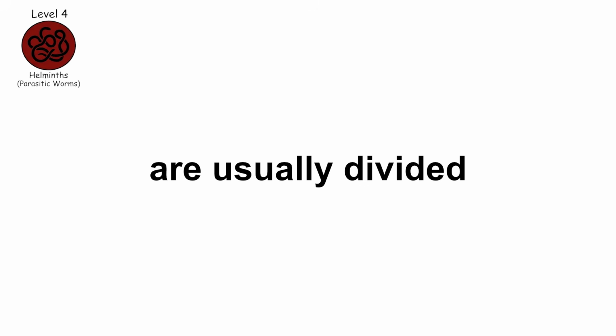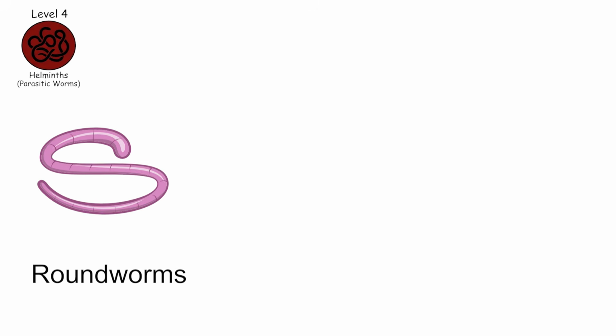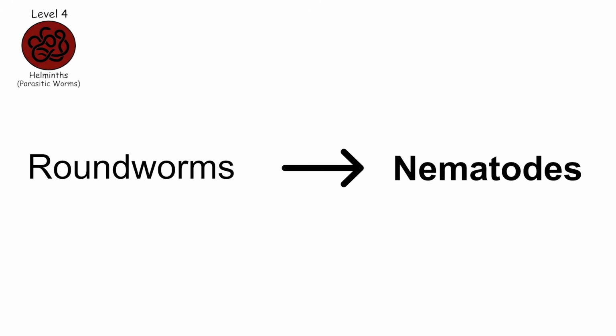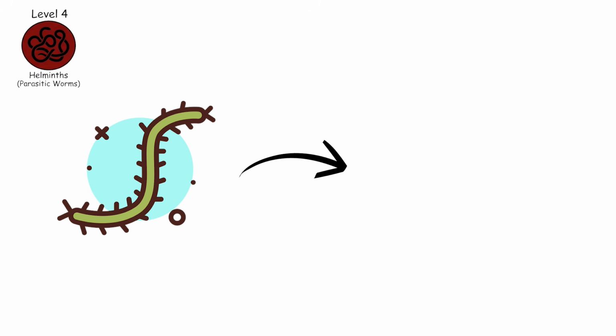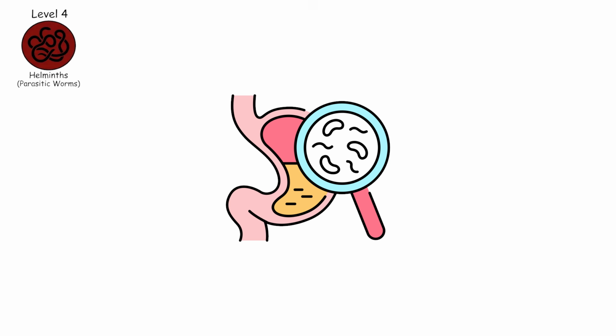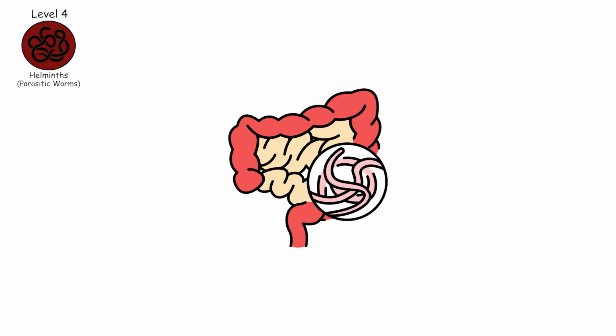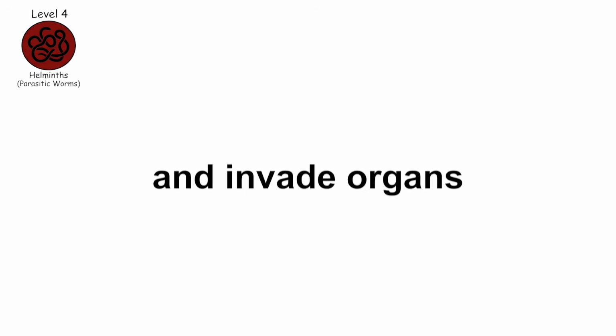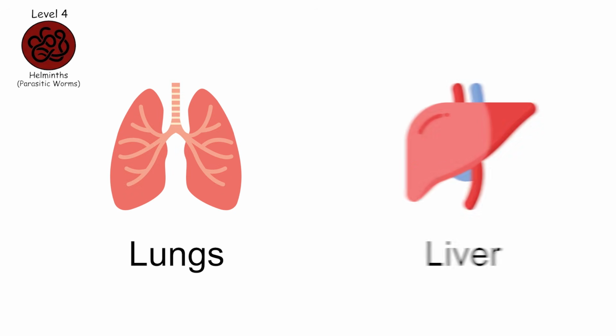Helminths are usually divided into three major groups: roundworms, tapeworms, and flukes. Roundworms, also known as nematodes, have long cylindrical bodies and are extremely common in nature. Some species live freely in soil and water, while others infect animals or humans as parasites. Parasitic roundworms often live in the intestines, where they absorb nutrients from the host's food. In some cases, they can also migrate through the bloodstream and invade organs such as the lungs or liver.